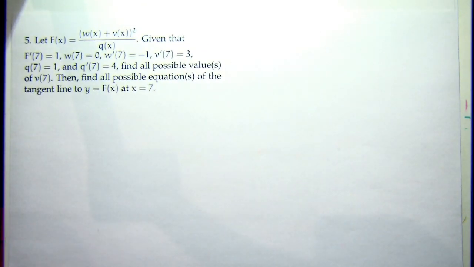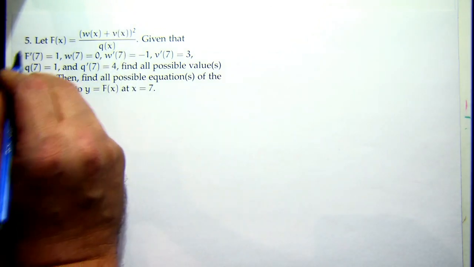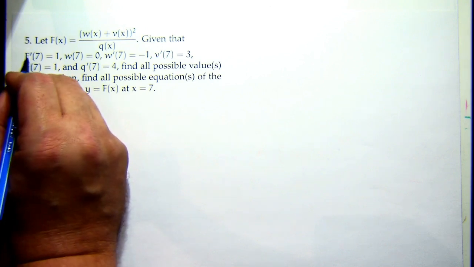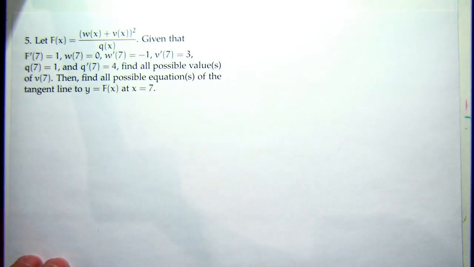Number 5. Okay, so you have this function f of x is quantity w of x plus v of x squared upstairs over q of x. You have a whole bunch of information. What's v of 7? And then find all possible equations of the tangent line to f of x. Now, I see a prime here. Do you see that prime, f prime of 7? This is primed to be a good question.